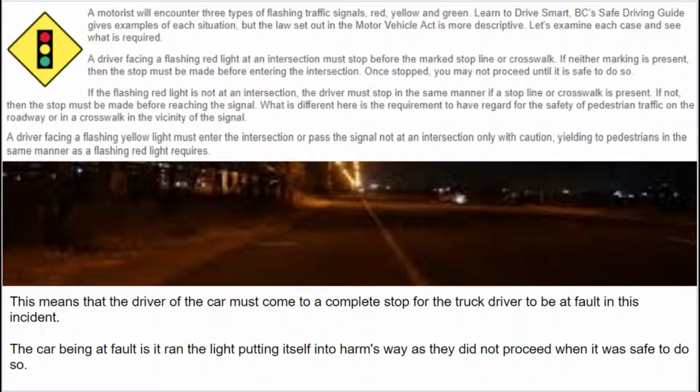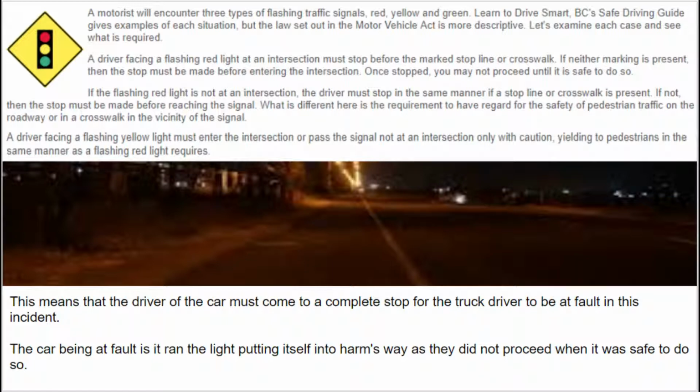As a driver approaches a red light, it must come to a complete stop, and only whenever it believes it is safe to do so, it's allowed to continue through the intersection. On the other hand, when a driver encounters a flashing yellow, it is allowed to enter the intersection at a cautious speed, and should only yield to pedestrians if there are pedestrians or someone else has the right of way. That means that the driver of the car must come to a complete stop for the truck driver to be at fault in this incident.